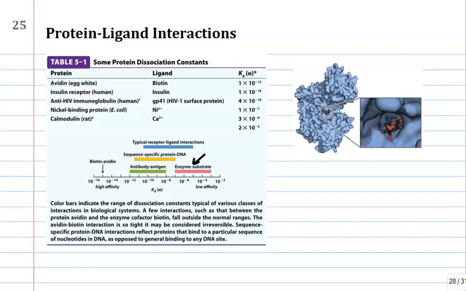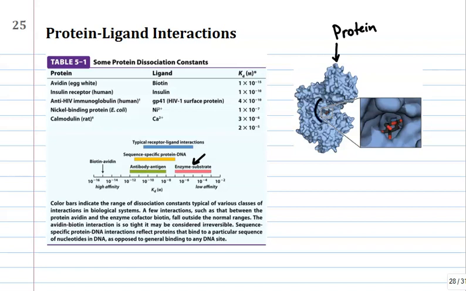Protein-ligand interactions. Fundamental to all biological processes. Proteins bind ligands to do their jobs. And so let's think about protein-ligand interactions broadly. So let's say this is our protein right here.